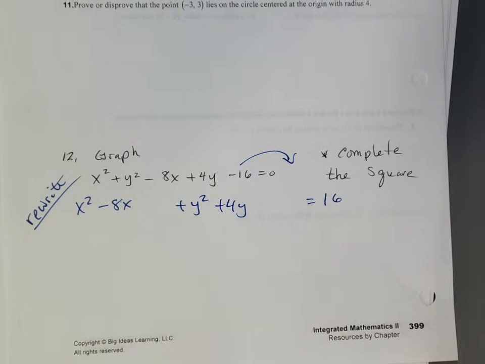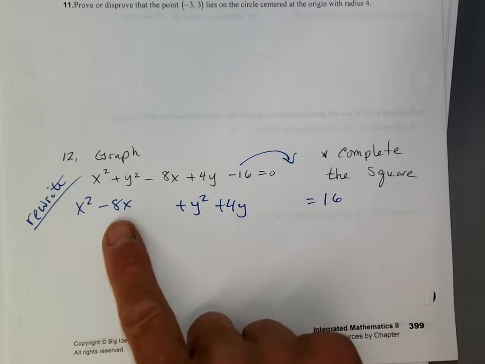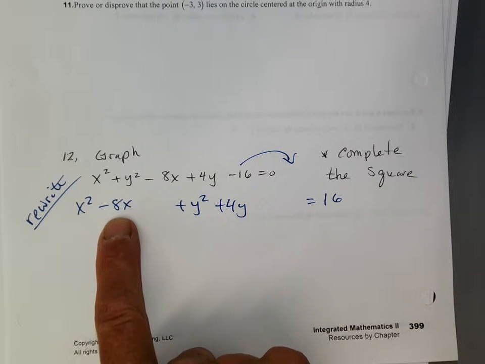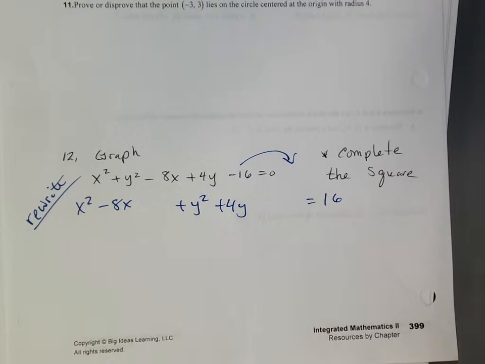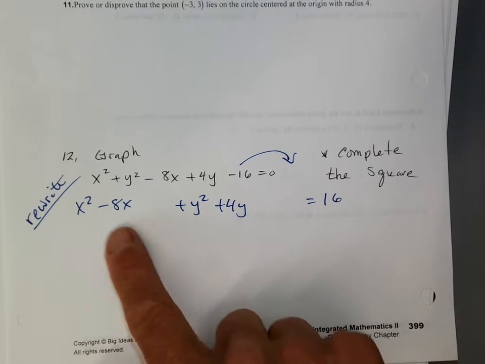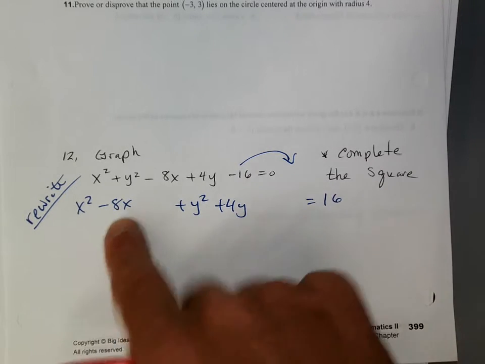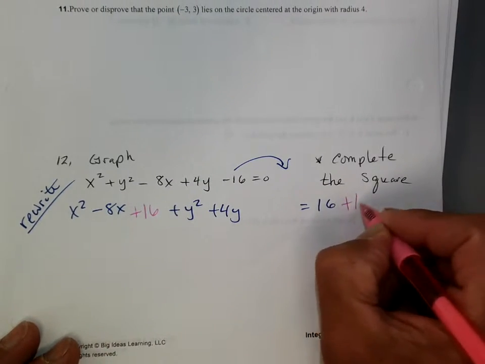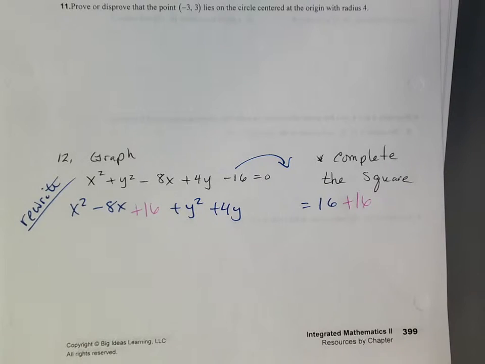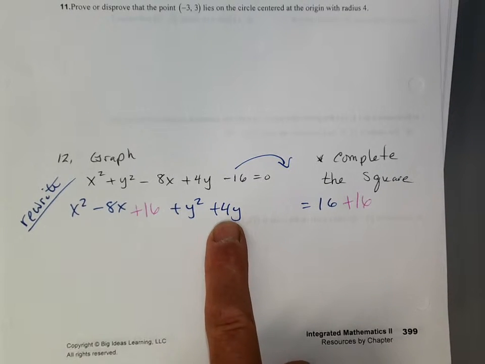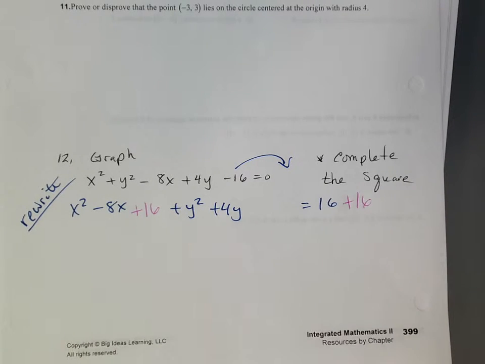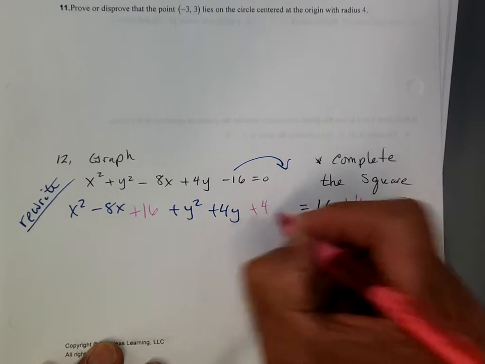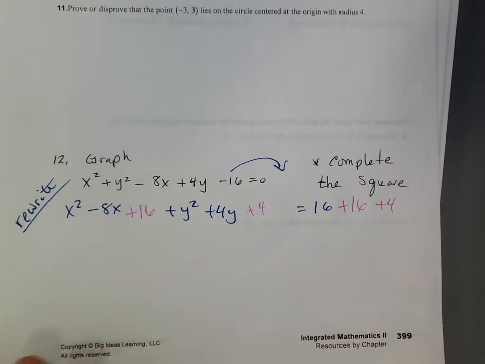Now, it's been a while, but what's half of this? Half of 8 is 4, and 4 squared is 16. So I'm going to go plus 16 on both sides. What's half of this? 2 squared is 4, so we're going to go plus 4, plus 4. Remember doing that at all? No. Well, we did it a long time ago.